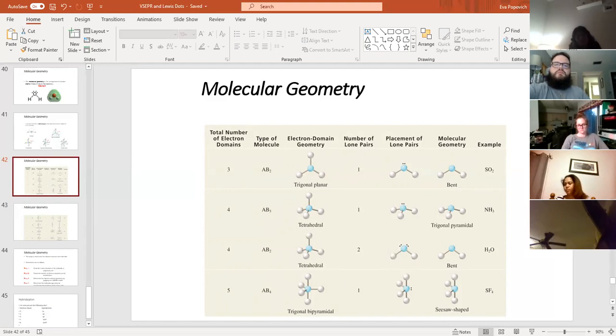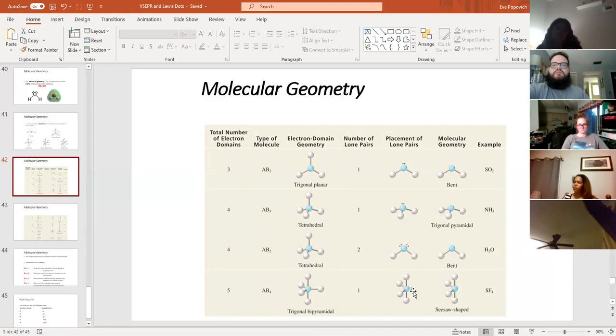Now, when I have five things around the center atom, and I take one of the atoms away and replace it by a lone pair, what you get is something that's like a seesaw shape. And basically, if you can think about it, if these are the two seats in the seesaw, you can think it goes up and down.